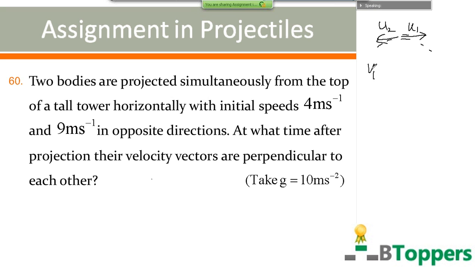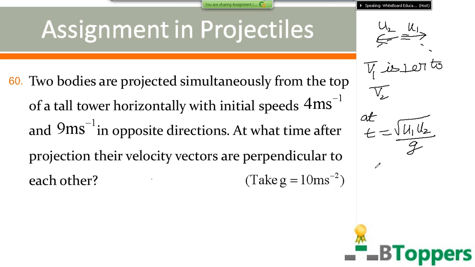then the velocity v1 bar of one projectile is perpendicular to the velocity v2 bar of another projectile at the instant t equal to root of u1 u2 by g. I have already derived this result in the theory class on horizontal projection in the special case. I have discussed only one special case in horizontal projection, and this result I have derived in that special case.